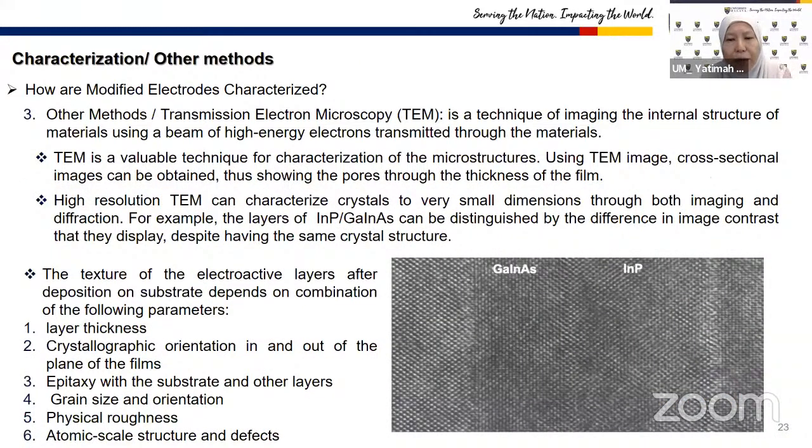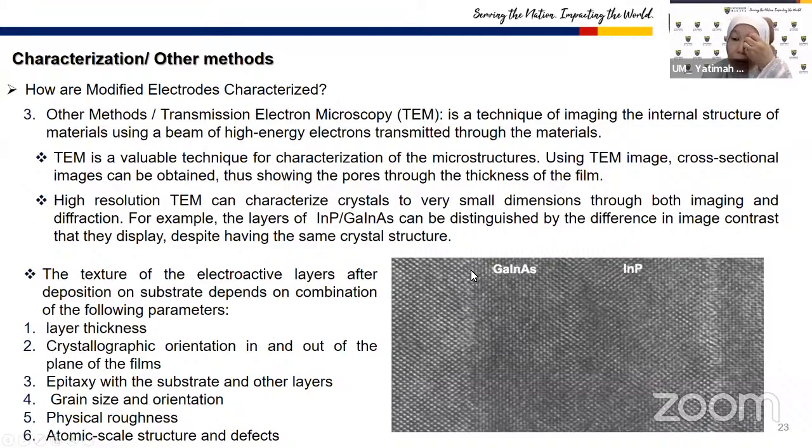Another method, as I mentioned earlier, is TEM. This is transmission electron microscopy. Again, this is also quite an expensive piece of equipment, but it can go up to the atomic level, looking into the internal structure of the material using a beam of high energy electrons transmitted through the material. So it is a valuable technique for characterization of microstructures. When you use TEM, cross-sectional images can be obtained, thus showing the pores through the thickness of the film. Look at this diagram here.